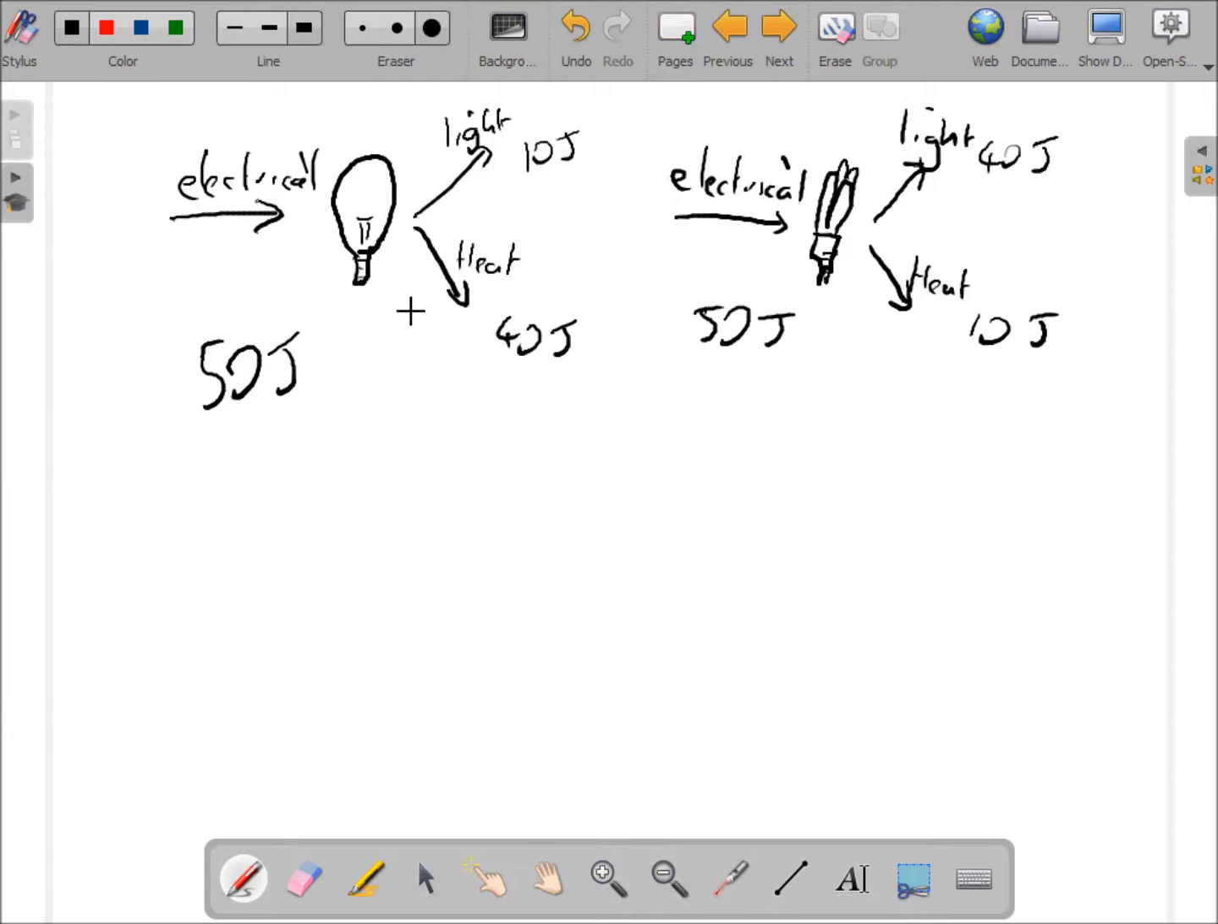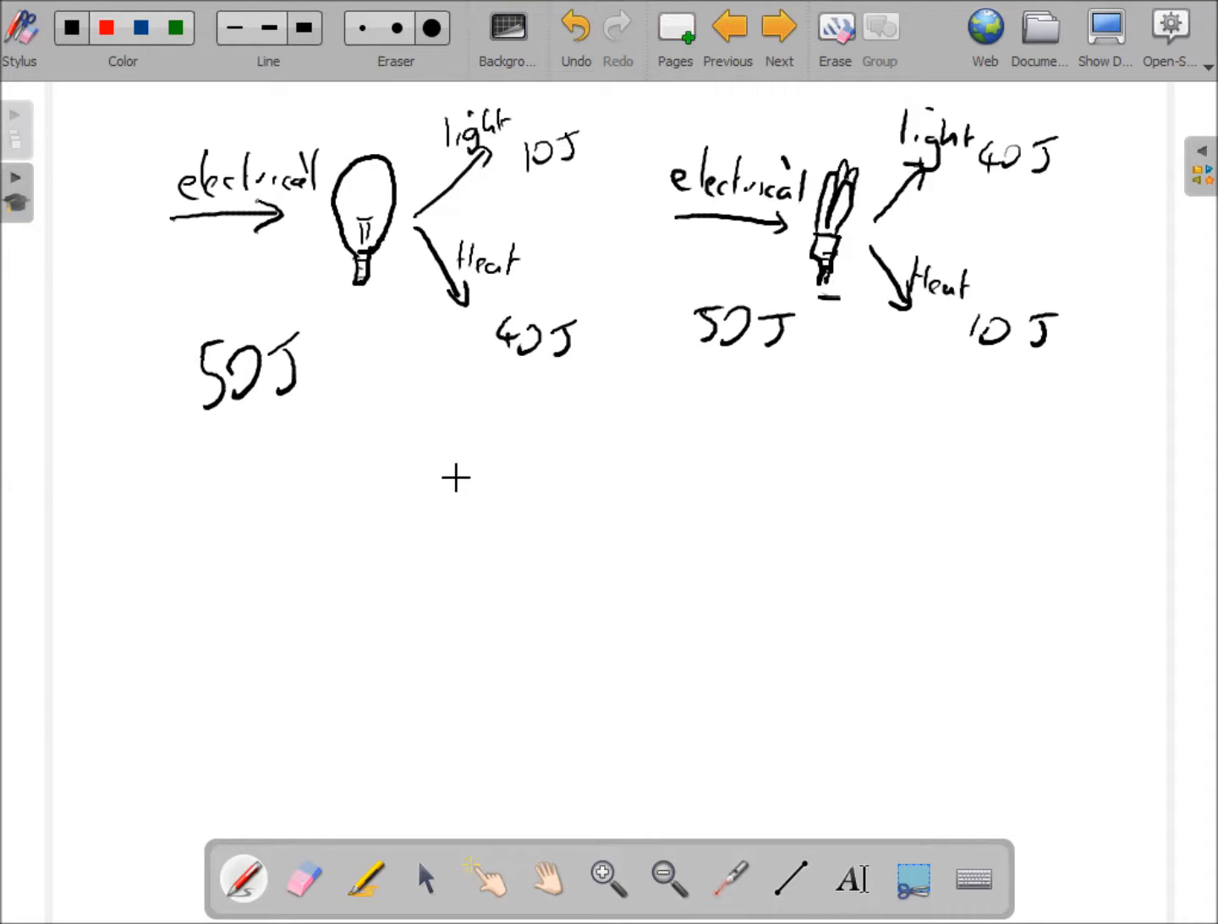Now it's obvious to us from this example that this bulb here, the energy saving bulb, has used the energy much more efficiently, i.e. more of what we put in has been transferred to a useful format. But we need to put a measure to it. And to help us think about the measure, let's use a very simple analogy.